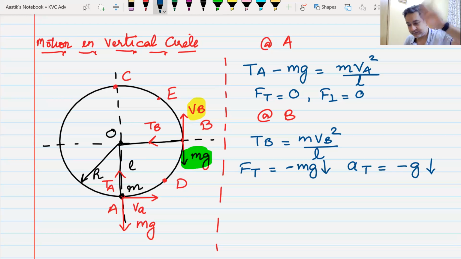Do we understand this, or has this gone above our head? We understood, sir. What about the perpendicular force? Is there any perpendicular force? No, sir. There is no perpendicular force. F perpendicular is 0. Can you make equations at point C, my dear friends?